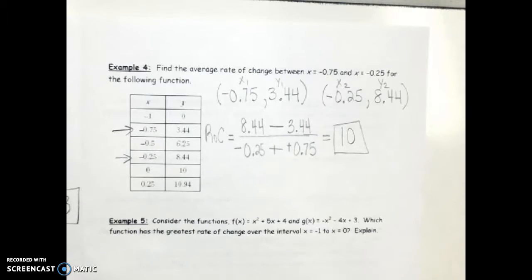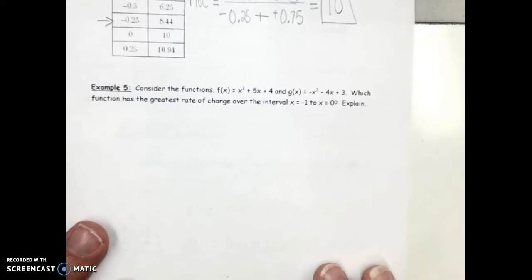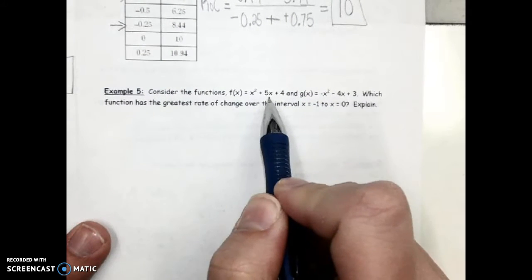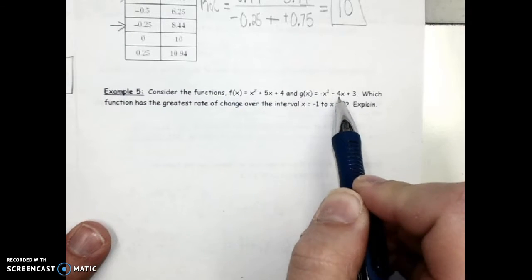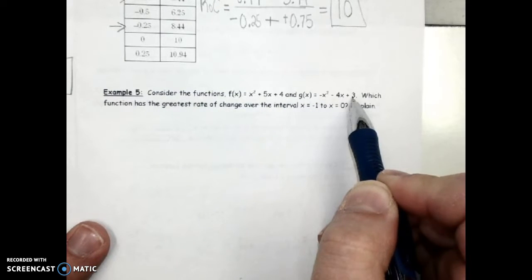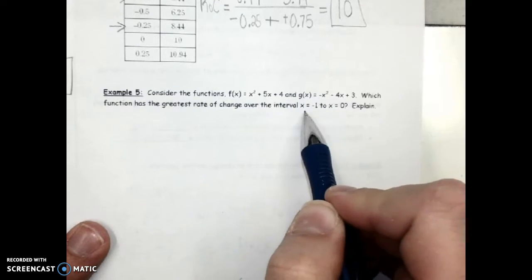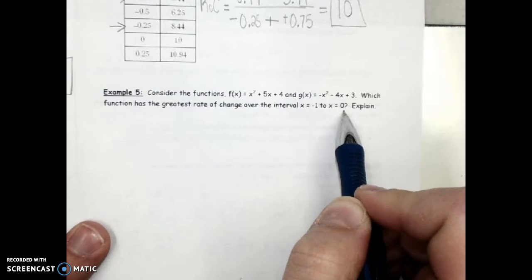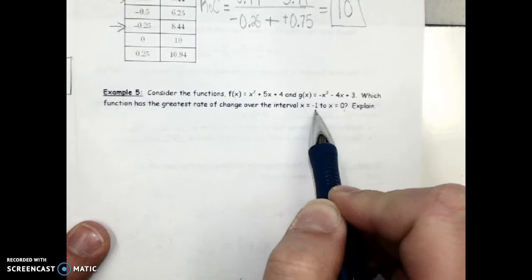Now the last example I have for you is example 5. Example 5 says, consider the functions f of x equals x squared plus 5x plus 4, and g of x equals -x squared minus 4x plus 3. You have 2 different functions. Which function has the greatest rate of change over this given interval? So you say, well, what do I need to do? I need to get the rate of change for f of x between -1 and 0, and for g of x between -1 and 0.